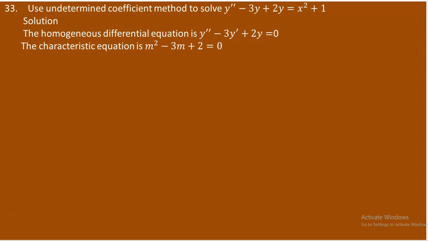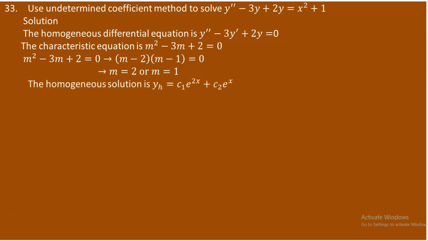Think of two numbers where their sum is minus 3 and the product is positive 2. Clearly the numbers are minus 2 and minus 1, so this can be factored as m minus 2 times m minus 1 equals 0. So from this, the values of m that make this 0 are 2 and 1. Thus m is 2 or m is 1, as you see.